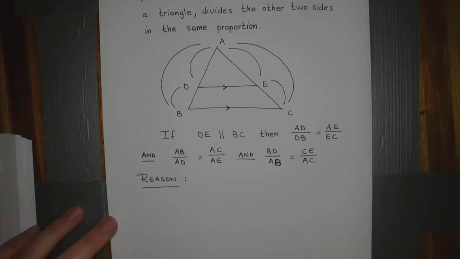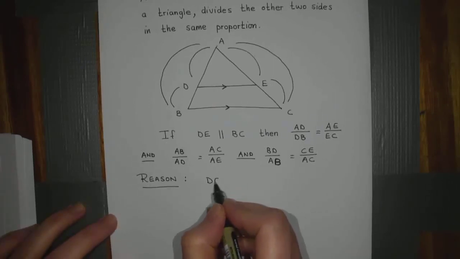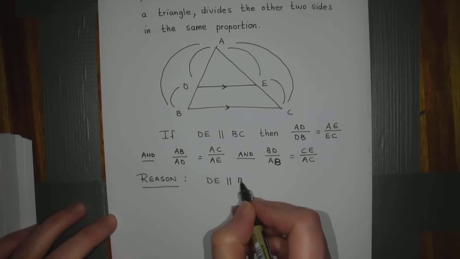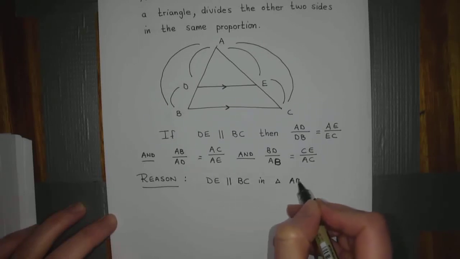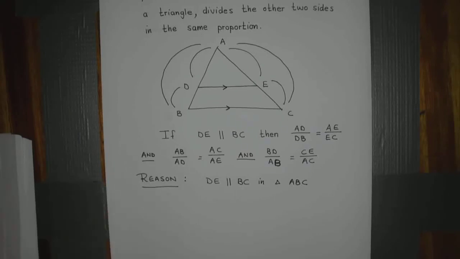As a reason, you will go and say DE parallel to BC in triangle ABC. So pretty much, you're telling them this side is parallel to that side in this triangle, so I'm allowed to use the proportional division. Got it? But a lot of people prefer this one.